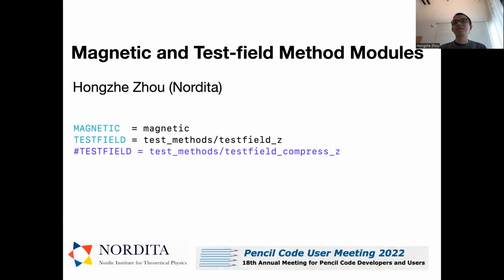All right, so I'm going to talk about the magnetic module and the test field methods module. Honestly, I am not an extremely experienced user of the Pencil Code, so all of this is based on my personal experience with the code. So please correct me if I say anything incorrectly.